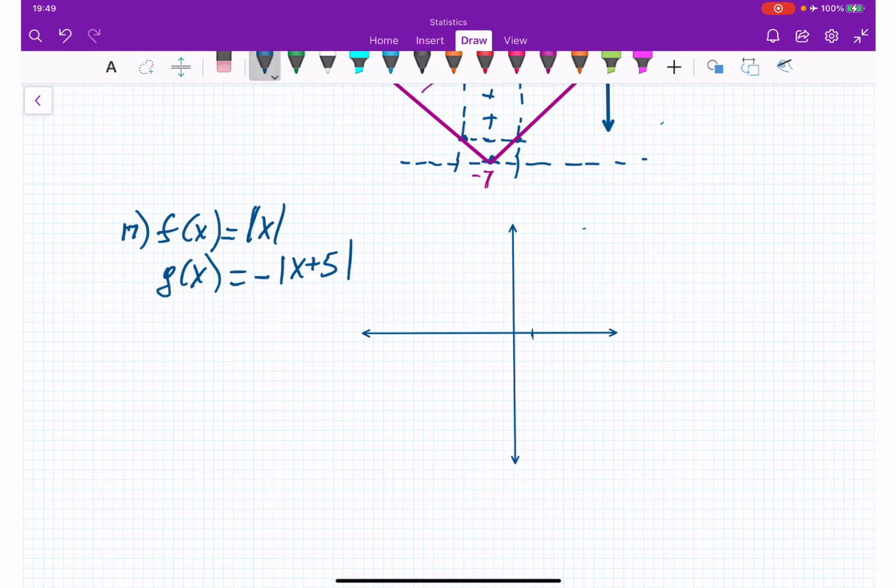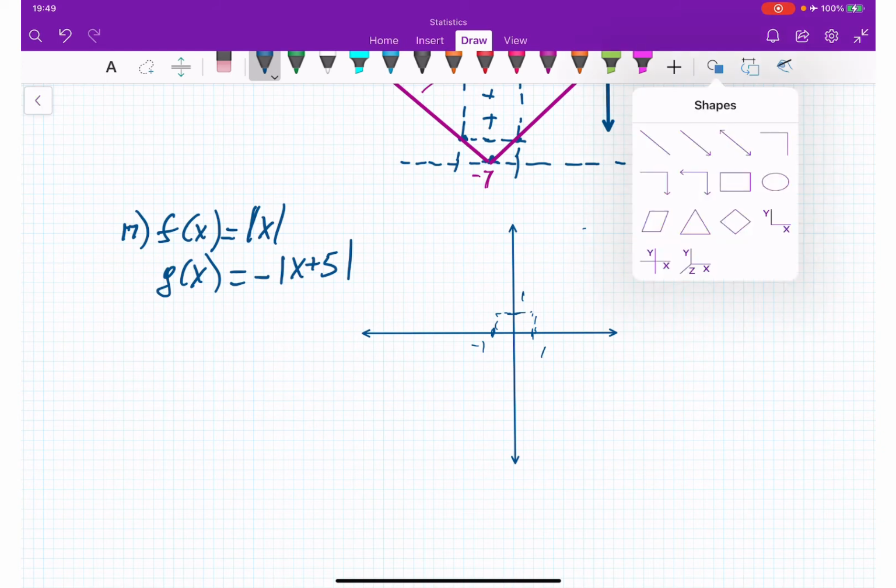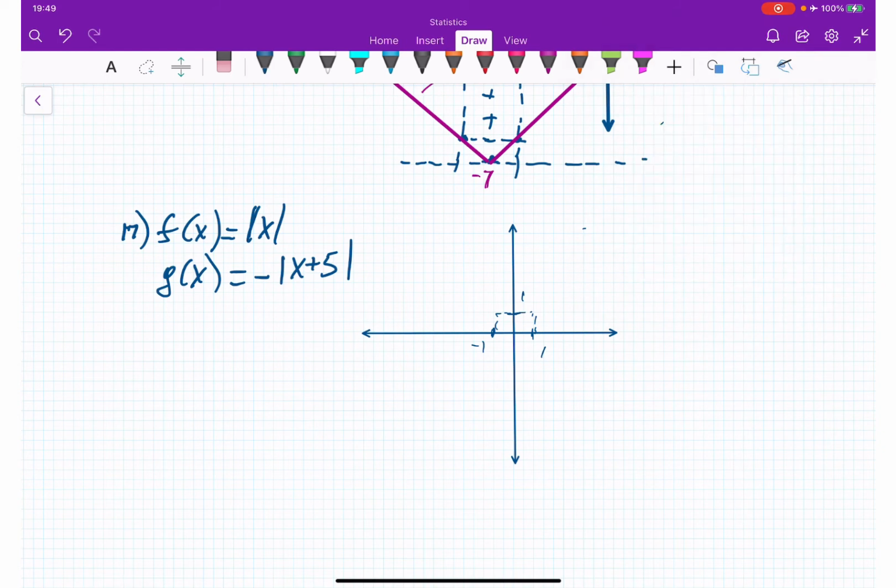This is 1, this is 1, and its result is going to be 1 anyway, so here it is. This is negative 1, this is positive 1, this is 1. All right, let's build the graph. This is 1.